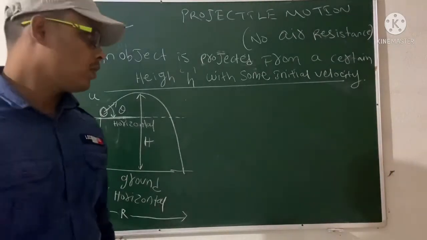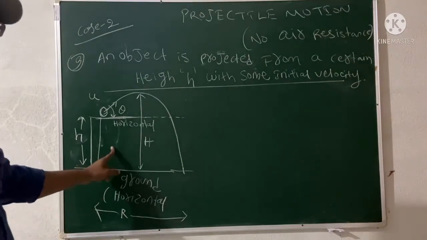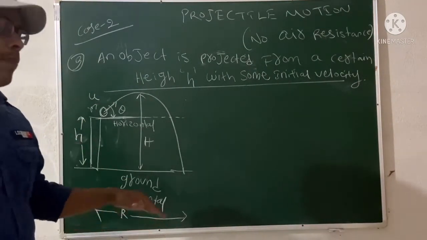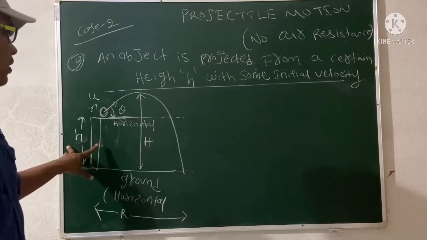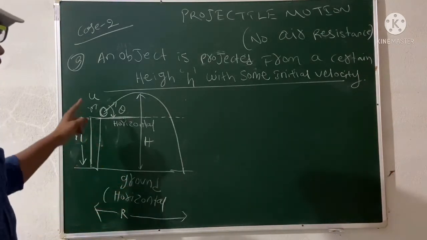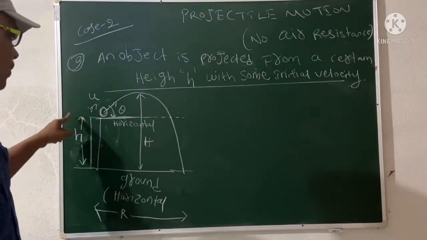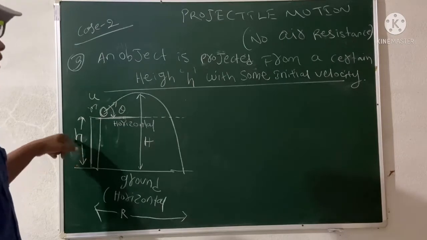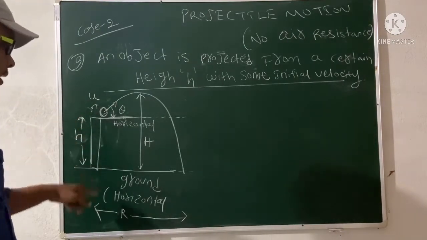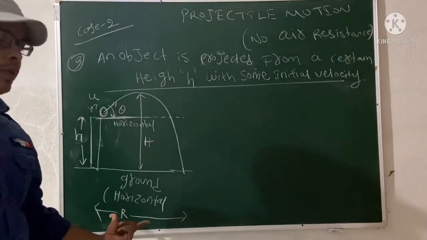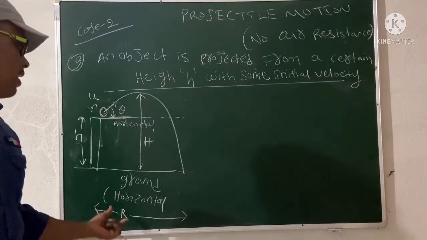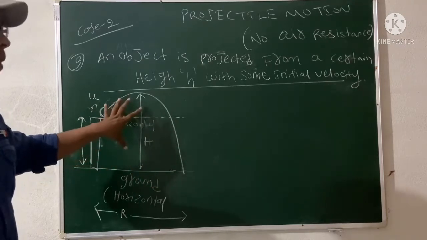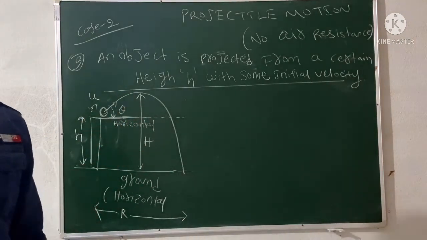So what will be the diagram? Look here, let us consider an object having some mass small m is fired from certain height h with some initial velocity u. The initial height is h and the initial velocity is u. Let capital R be the range, the horizontal distance travelled by the object, and let capital H be the maximum height obtained by the object.